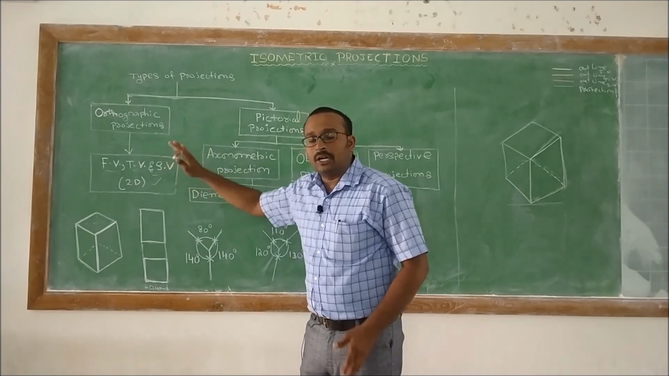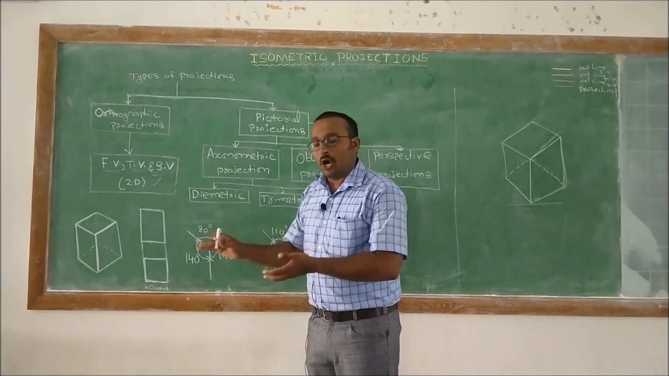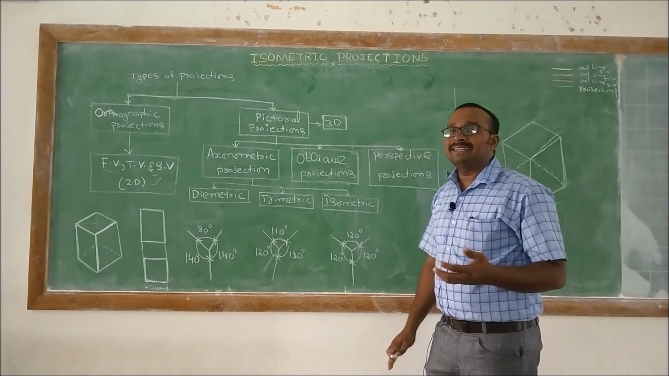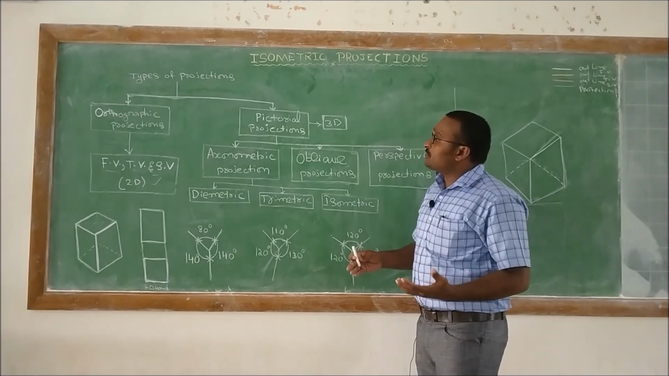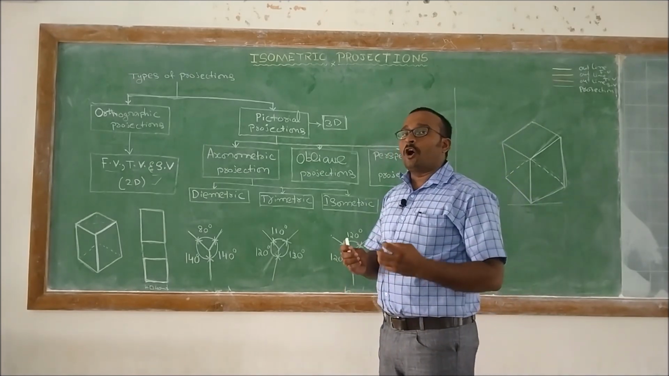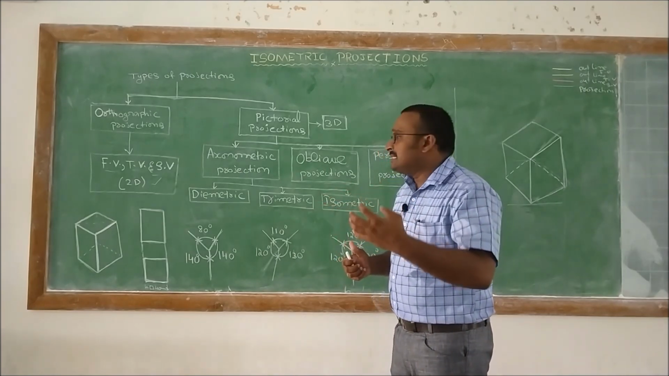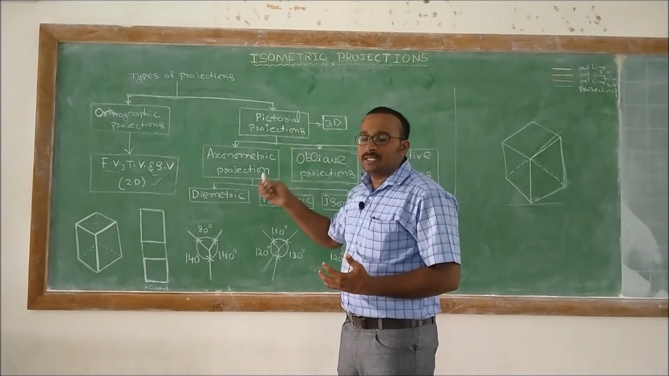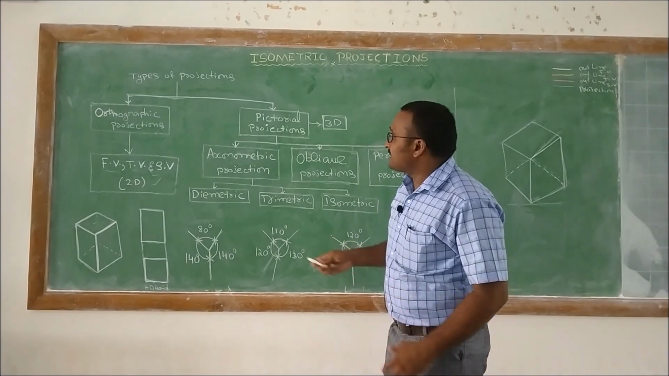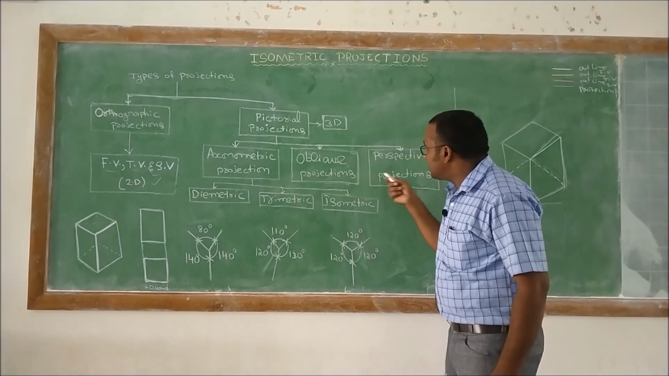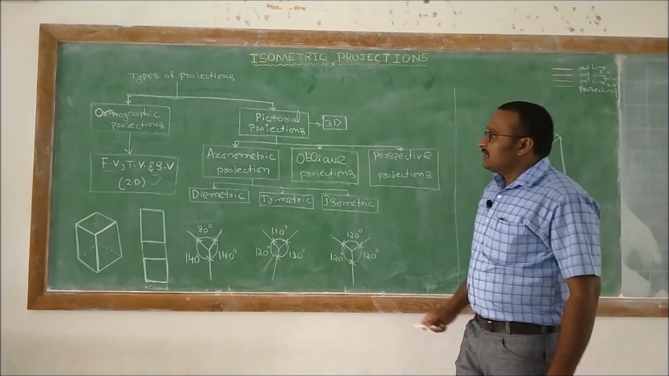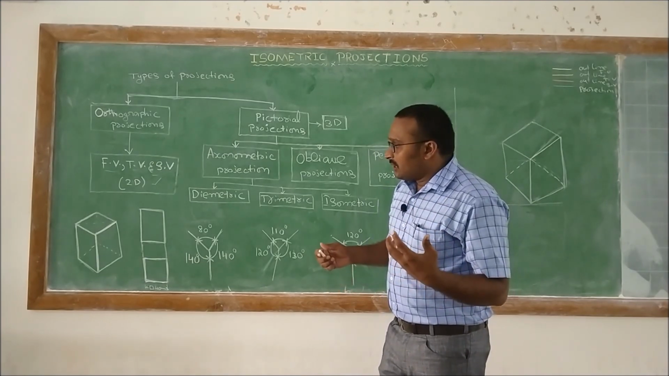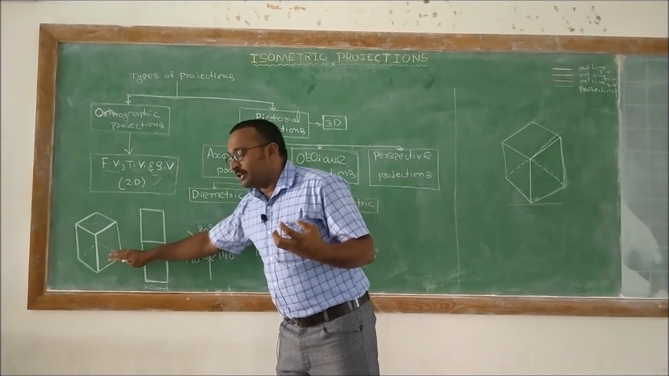Till now we discussed orthographic projections of simple solids. And pictorial projections are nothing but three-dimensional projections. Three-dimensional projections means we are going to project the object in a three-dimensional way. That is the important thing here. Then these pictorial projections are again subclassified into three categories: axonometric, oblique and perspective projections. Axonometric projection means we draw the object in a three-dimensional view.